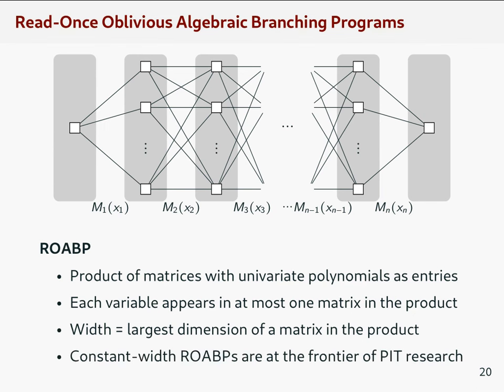Constant width ROABPs are at the frontier of research in PIT. A lot of people have tried, and we have a lot of special cases and some black box derandomization that comes very close, but they're still out of reach for us. And we won't resolve that today, but we make some progress towards it. Specifically, we give a proof of concept of this overall approach we take through studying the vanishing ideal.